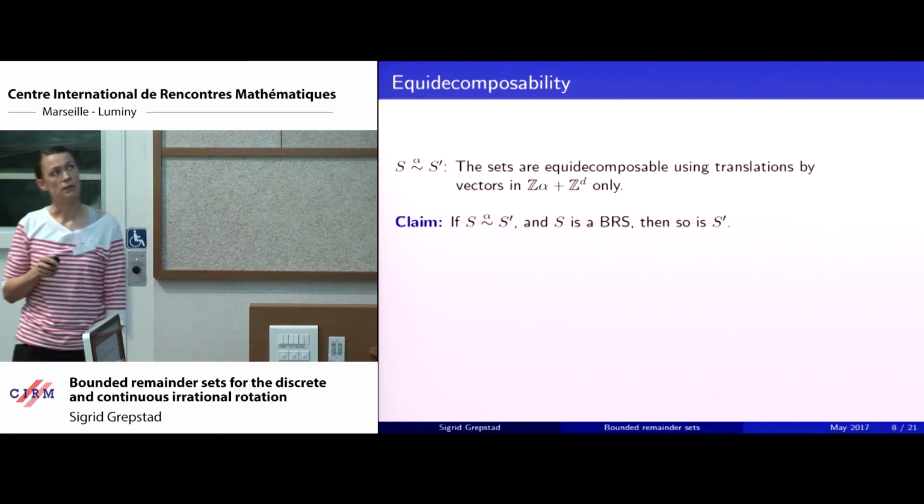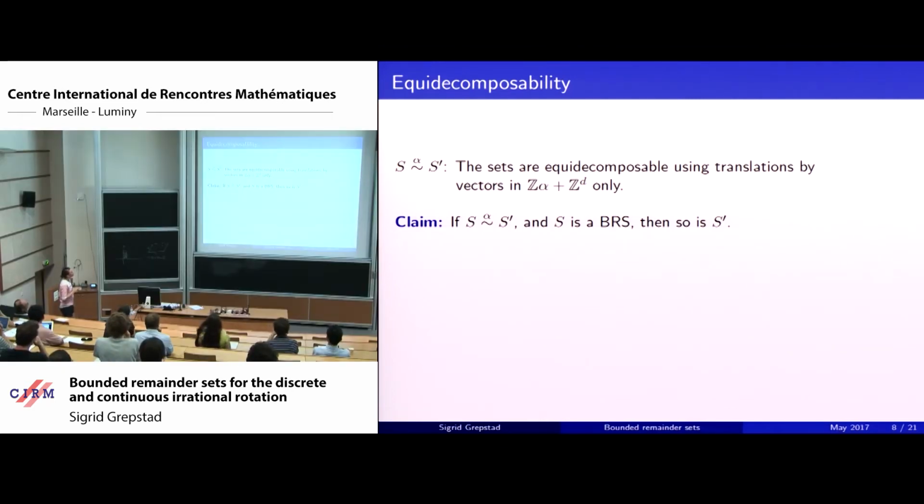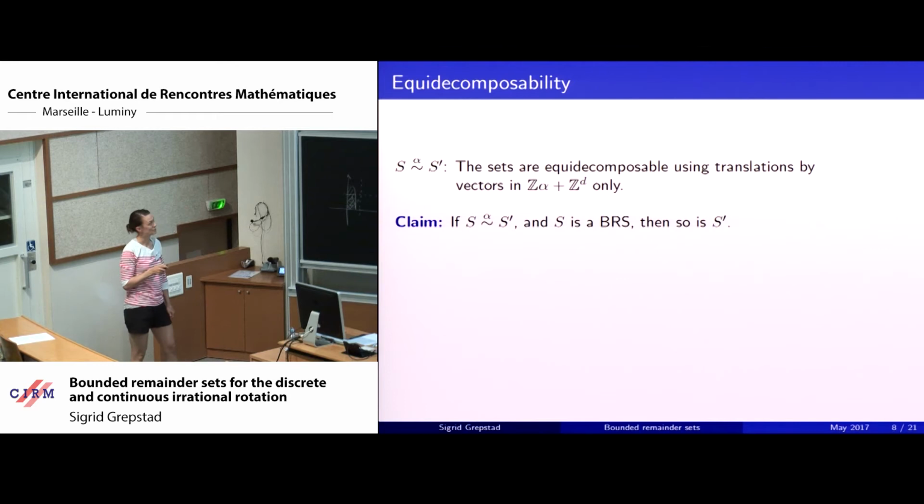I'm going to use this tilde notation with a small alpha to indicate that the sets S and S prime are equidecomposable using only translations in this set, so only translations by vectors in ℤ+ℤd. And it's fairly easy to show that if S and S prime are equidecomposable in this restricted alpha sense, and one of them is a bounded remainder set, then so is the other.